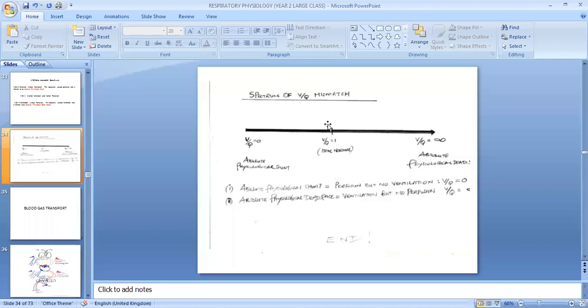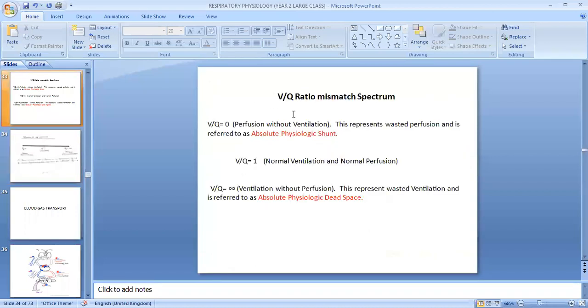Ideal would be 1, but under normal circumstances, it has come to 0.8 because what we breathe in is 4,200 milliliters of air, and the cardiac output is 5,200 milliliters. The VQ ratio in normal circumstances is 0.8. One would be ideal. So the spectrum is from 0 to infinity. That's what we call the VQ ratio mismatch spectrum.